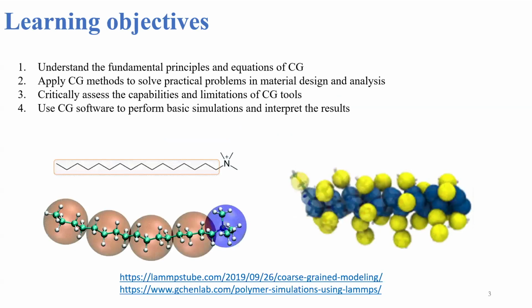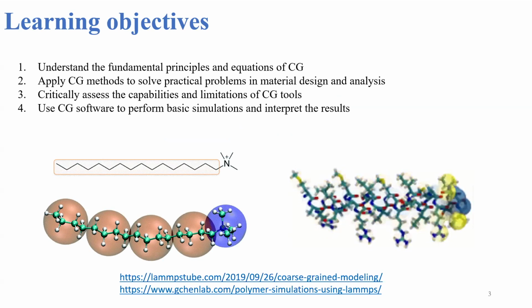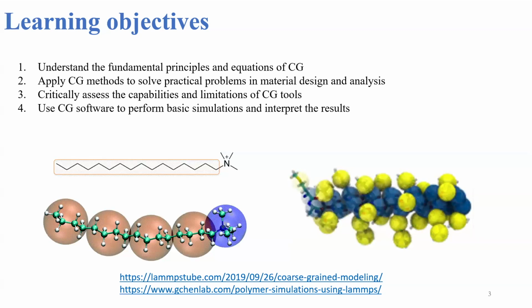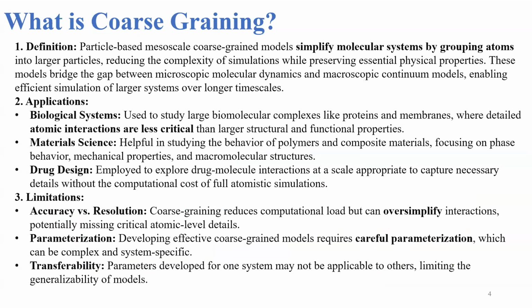In this submodule, we learn about the fundamental principles, what is coarse graining, and how they are relevant for material design and mechanical engineering applications, understand its capabilities and limitations, and learn about a few basic software packages that can be used for performing such calculations. As a schematic, I show you how a fully atomistic model is being coarse grained to simplify the simulation techniques.